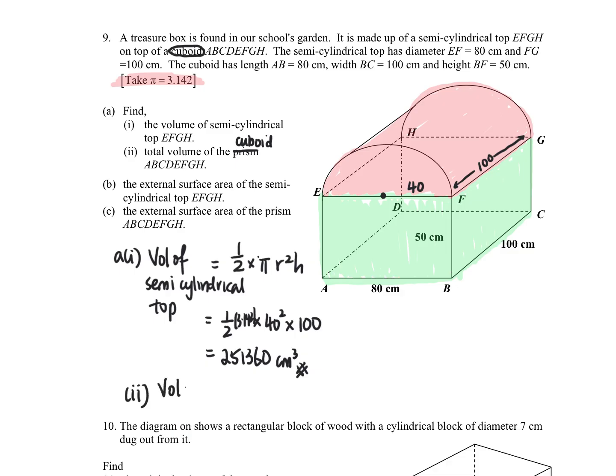So volume of cuboid is length times breadth times height. So 80 times 100 times the height. Did they tell me? 50. Okay, so 80 times 100 times 50, you get 400,000.